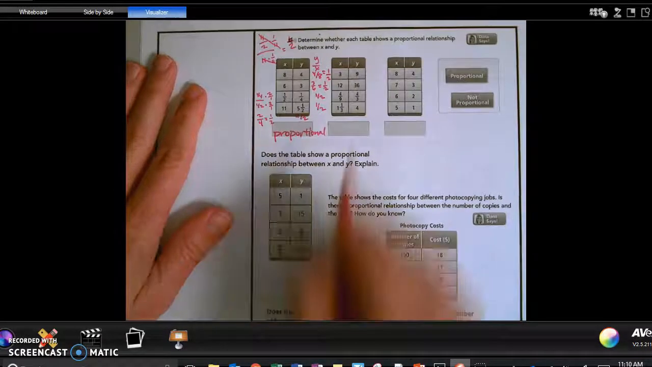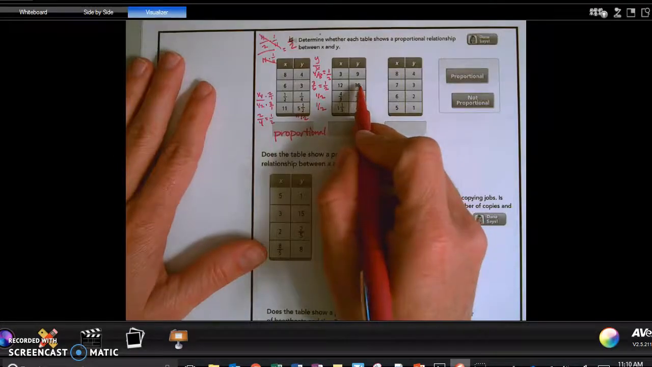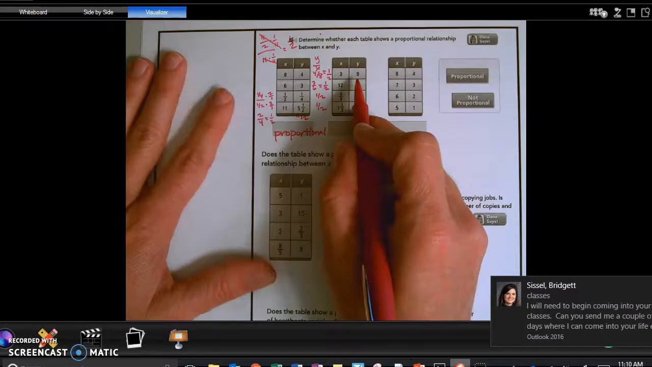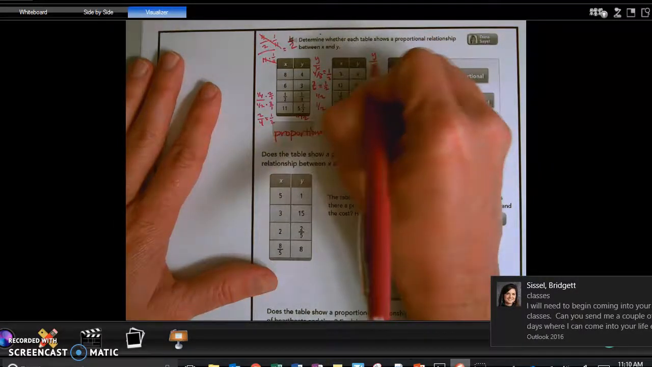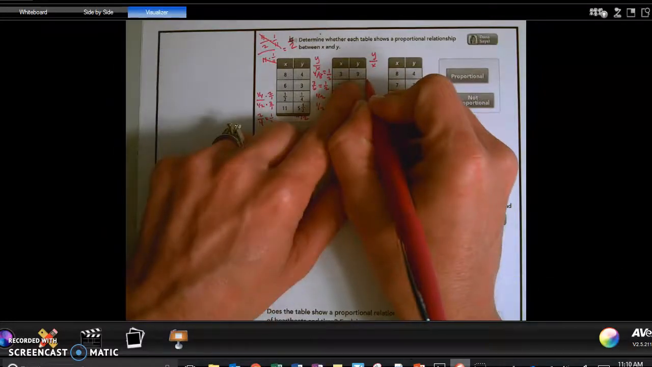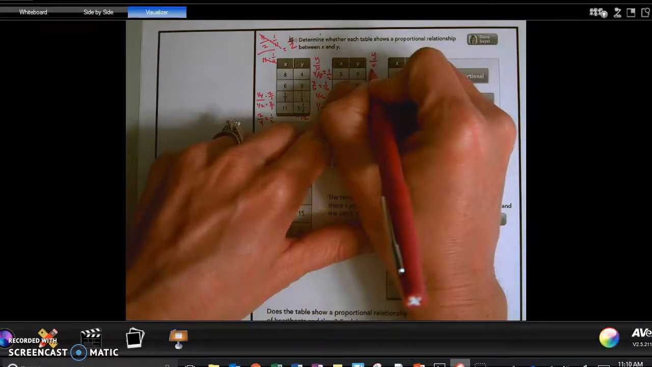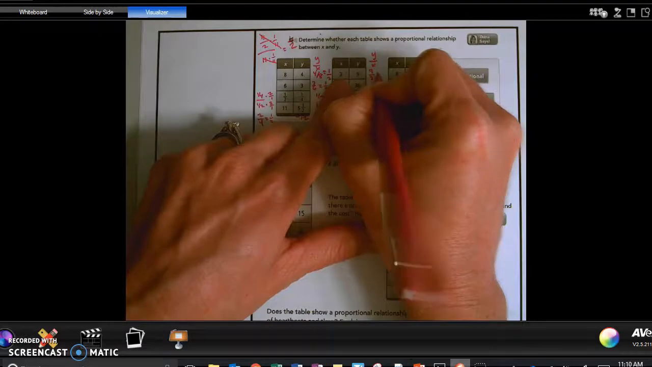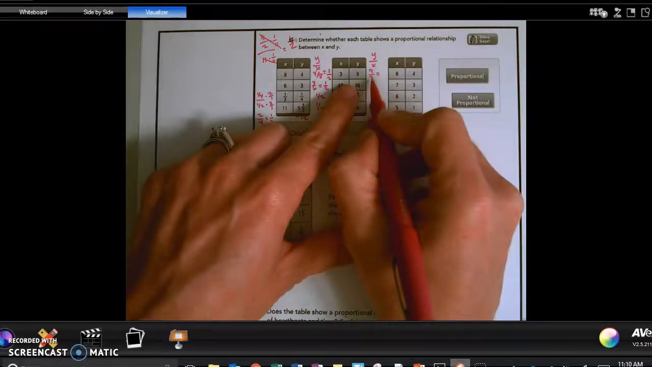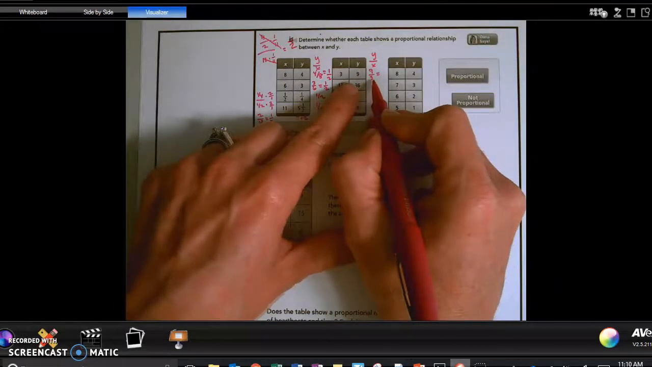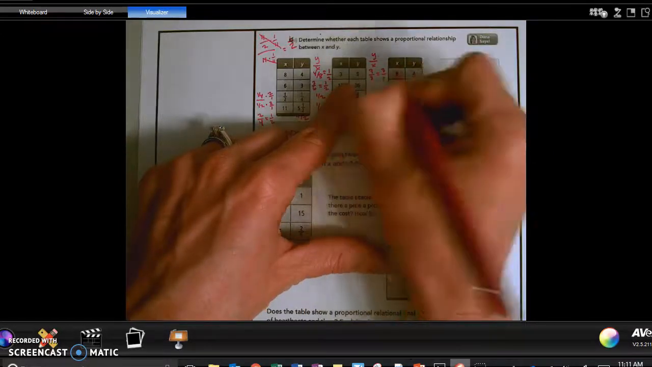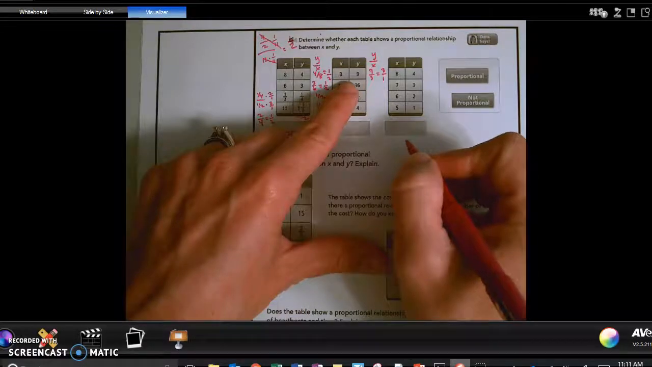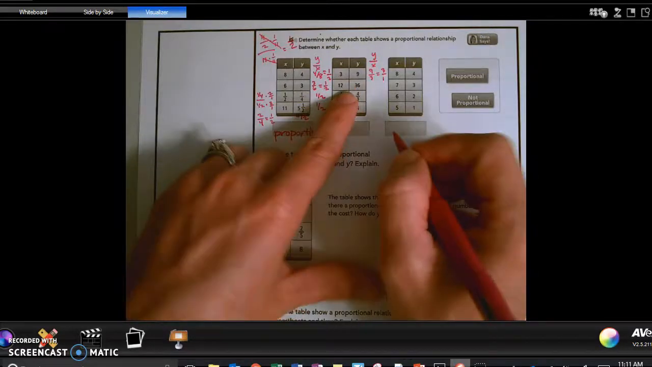Okay, so let's pick up with our next table here. We're going to check to see if it shows a proportional relationship between x and y. So again, I'm going to compare y to x. So I'm going to put 9 over 3 and reduce to lowest terms because 9 and 3 both have a common factor of 3. 9 divided by 3 is 3. 3 divided by 3 is 1. So this ratio is 3 to 1. Let's check our next row.